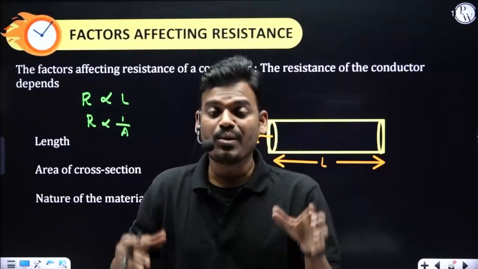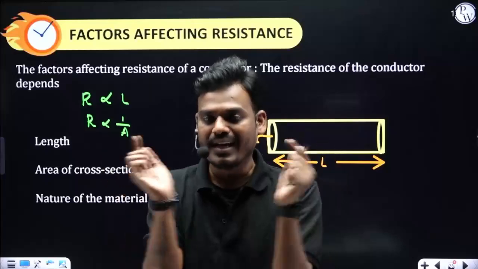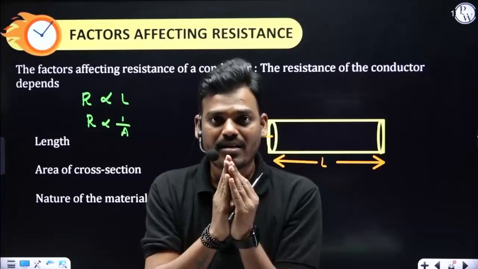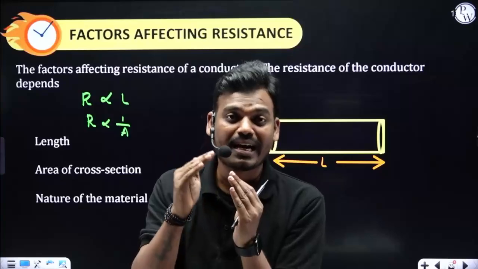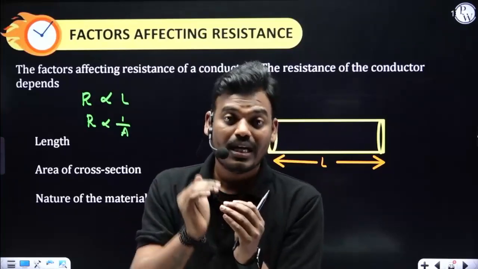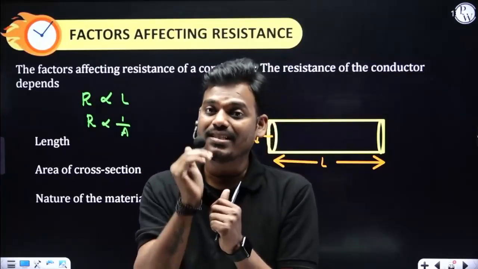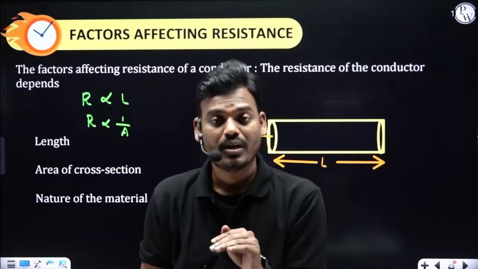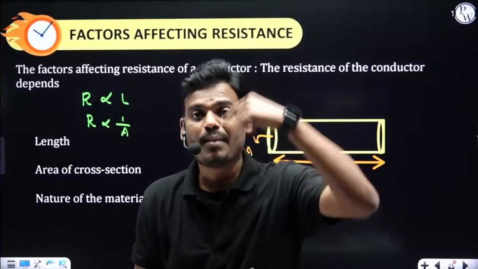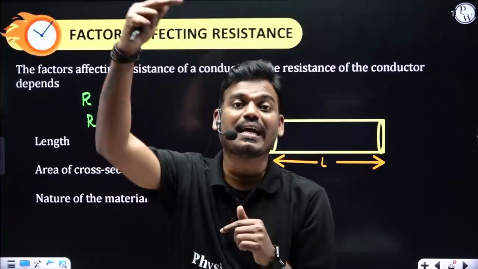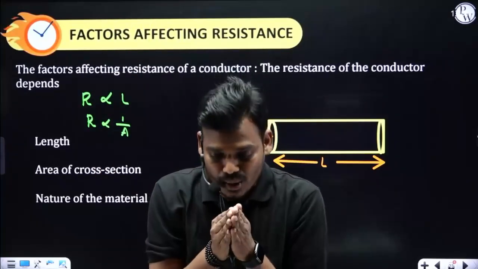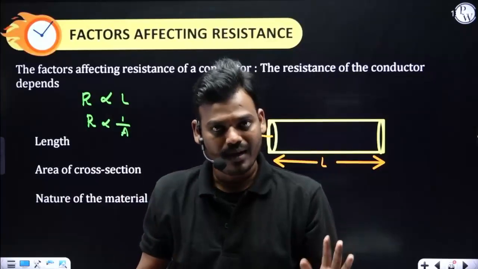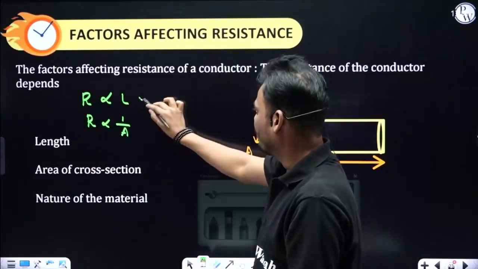So what happens when you provide a potential difference? The free electrons start colliding. When they collide, the speed of electrons in a conductor reduces. If the flow of charges reduces, the flow of current will also reduce. If the current is reducing, what happens to the resistance? Resistance is increasing. So that means the more the length, the more the resistance of a conductor. So the first point is clear.